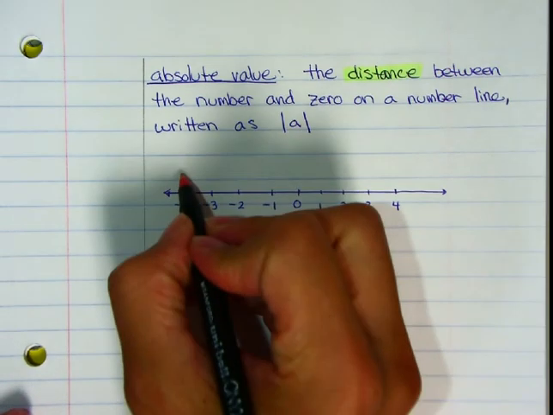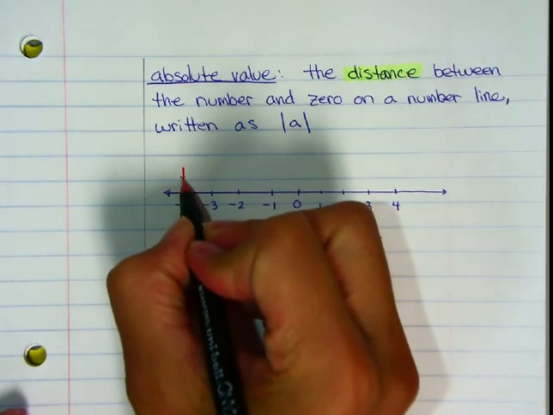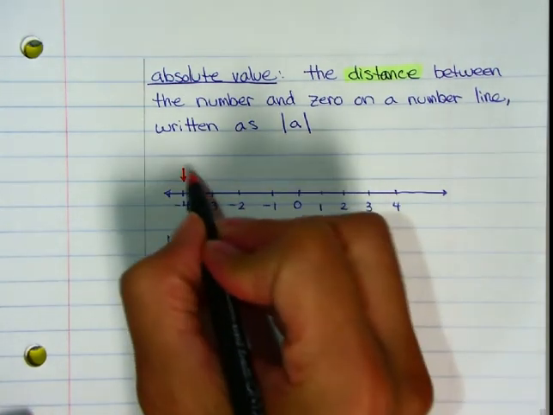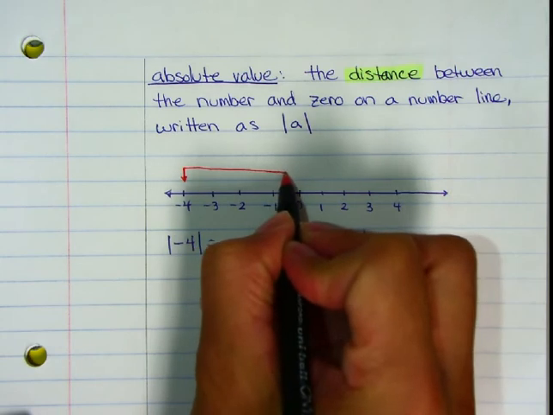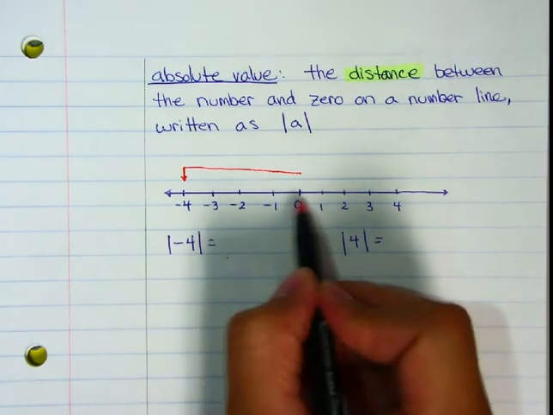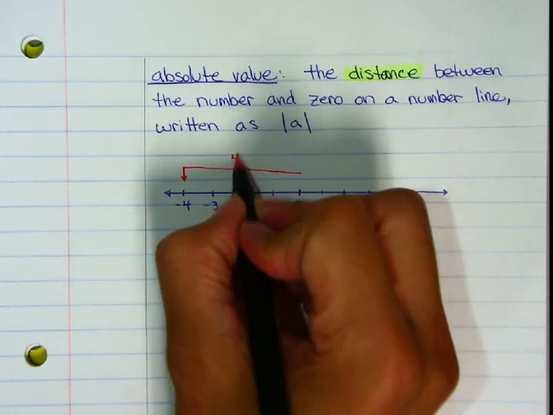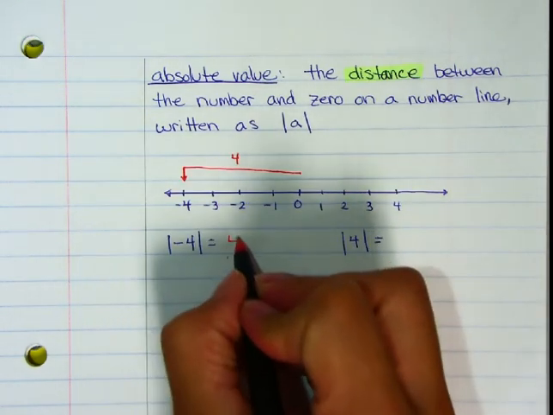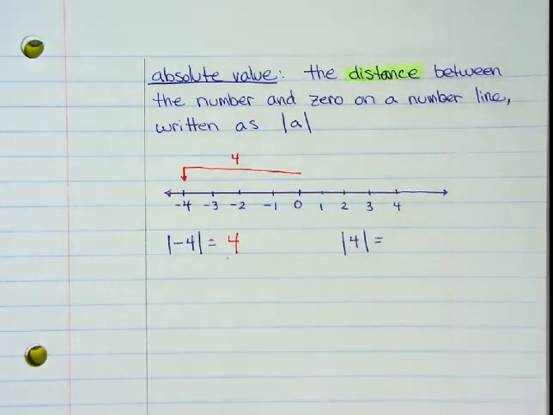Well, here's -4. And I'm asking myself, how far is that from 0? How many steps would I need to take to get to 0? And that answer would be 4. The absolute value of -4 is 4.